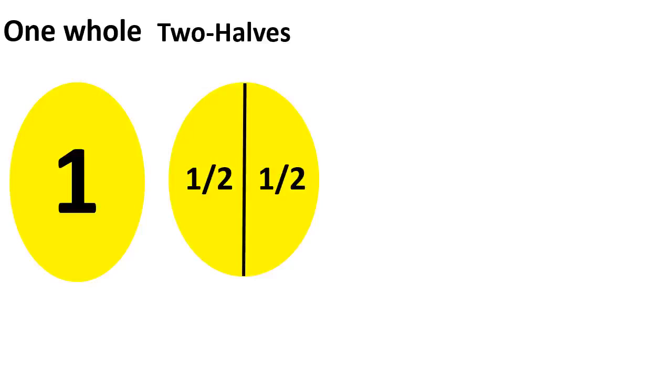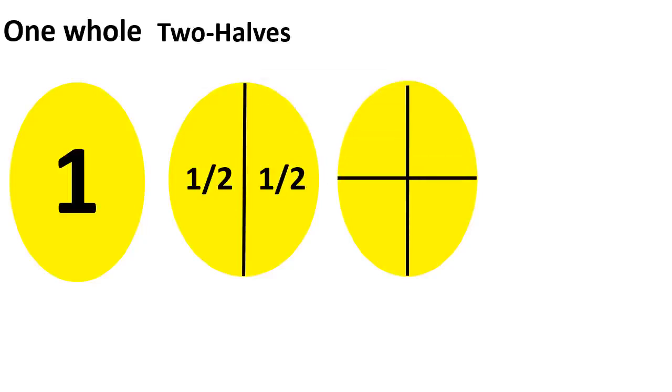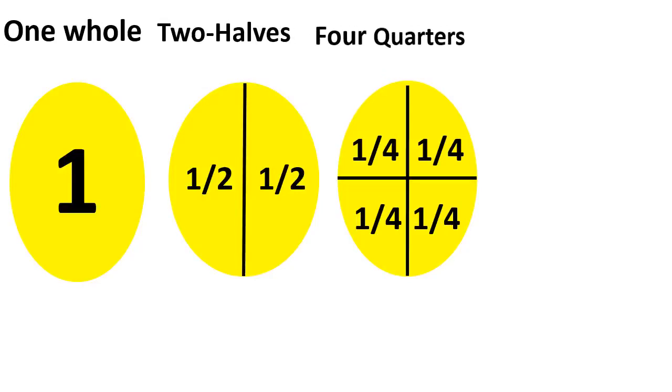Another one, this circle is divided into 4 equal parts, 1 fourth, 1 fourth, 1 fourth, 1 fourth. By the way, it represents 1/4 or one quarter. Both of them are right. So how many quarters do we have here? 1, 2, 3, 4. Yes, excellent. 4 quarters.